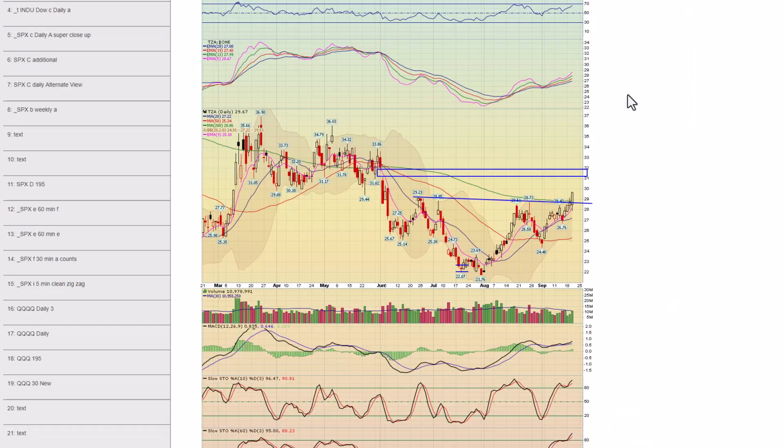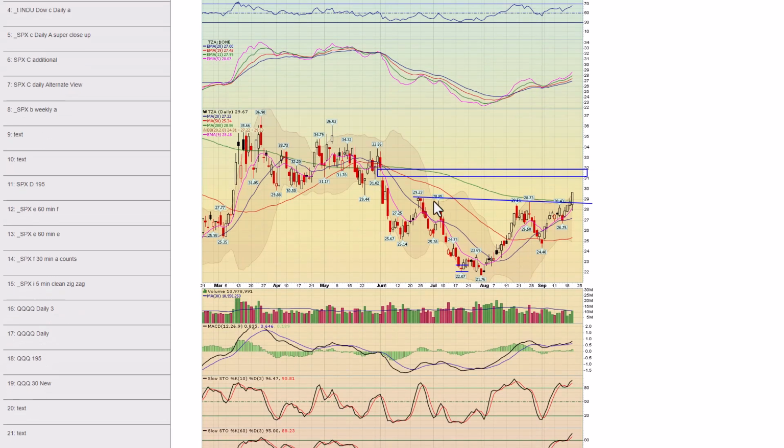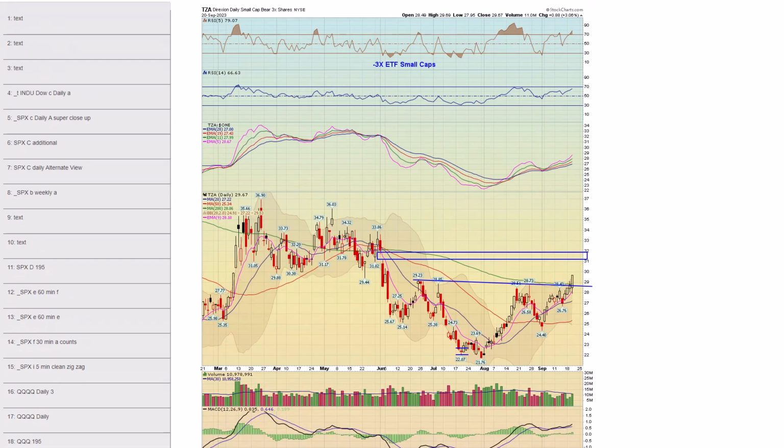Finally, chart 30, here's TZA. That's the triple inverse ETF for IWM. You can see it breaking the trend line here. Notice there's an open gap from early June. That is likely a target up there around that 32 area. So looking for more weakness in the market.